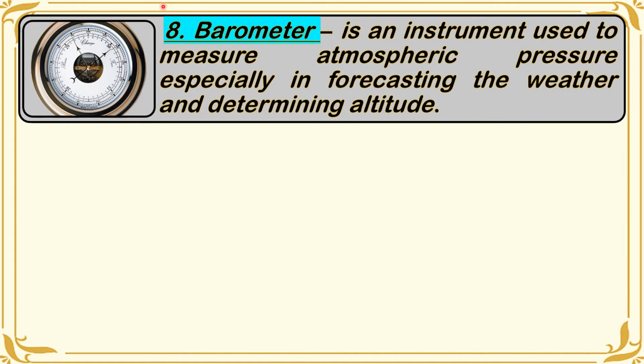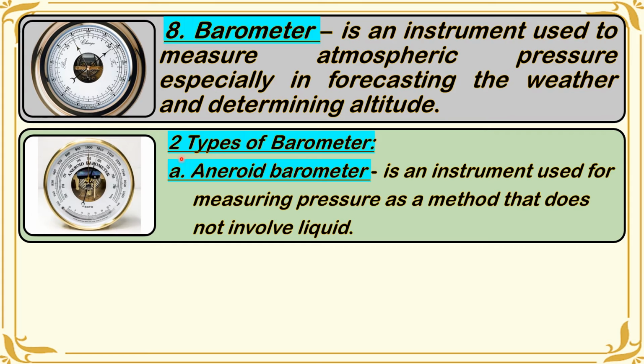Number 8 class is barometer. It is an instrument used to measure atmospheric pressure, especially in forecasting the weather and determining altitude, and this is how a barometer looks like. There are two types of barometer. Let's discuss them one by one.